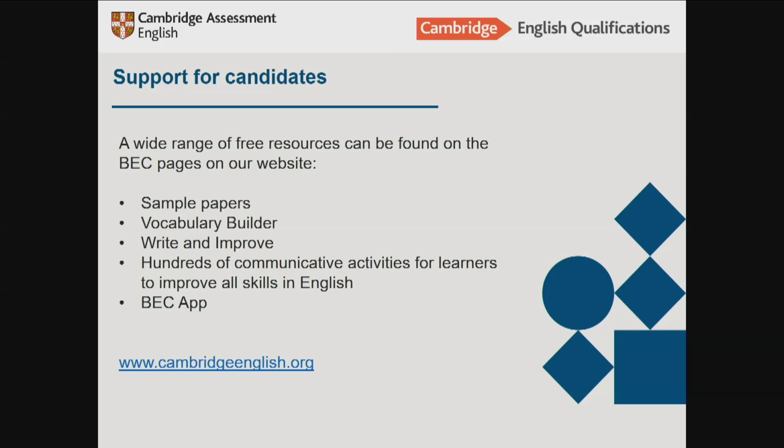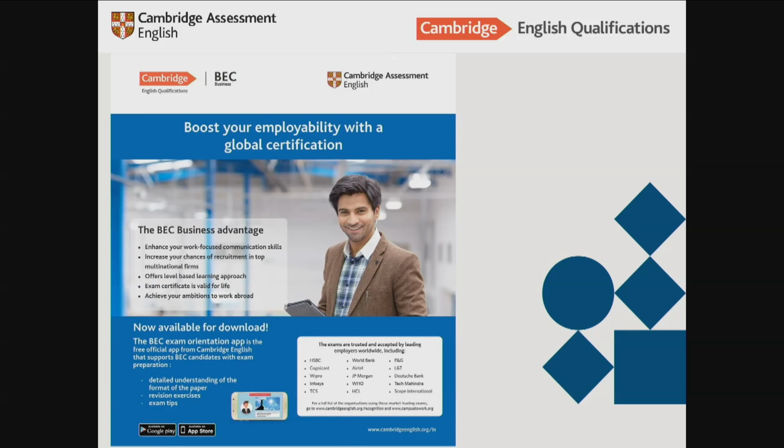There's a vocabulary builder on there which helps you to improve your business English vocabulary. I've mentioned Write and Improve, which is a great resource using artificial intelligence that allows you to practice your writing and shows you where your mistakes are and gives you the opportunity to try again and shows how you improve as you work through the writing activities. And there's also a great BEC app available which gives you lots of hints and tips about the exam.